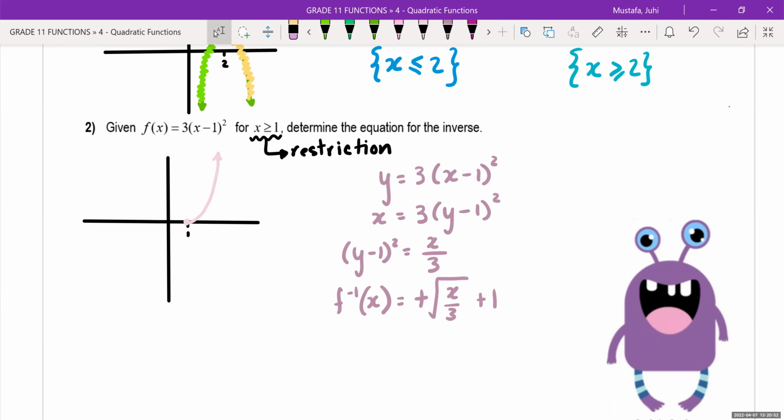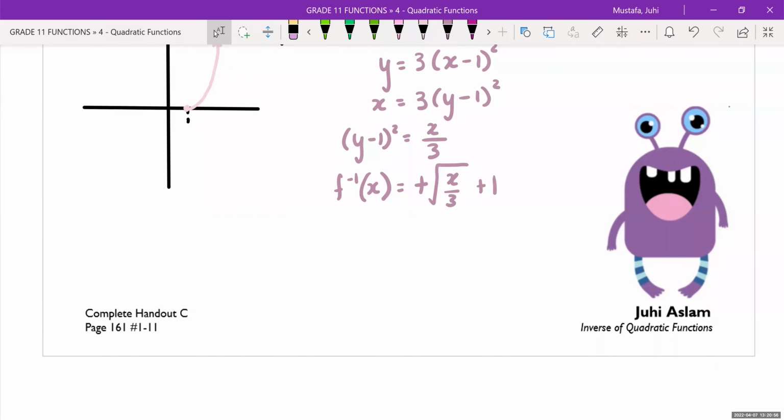Okay, any overall questions? You probably need to do a little bit of work. You are going to be working on handout C and page 161, numbers 1 to 11. I'm going to stop right here.